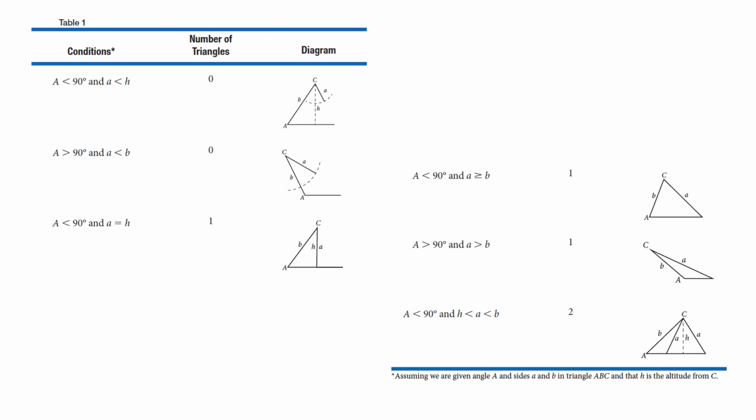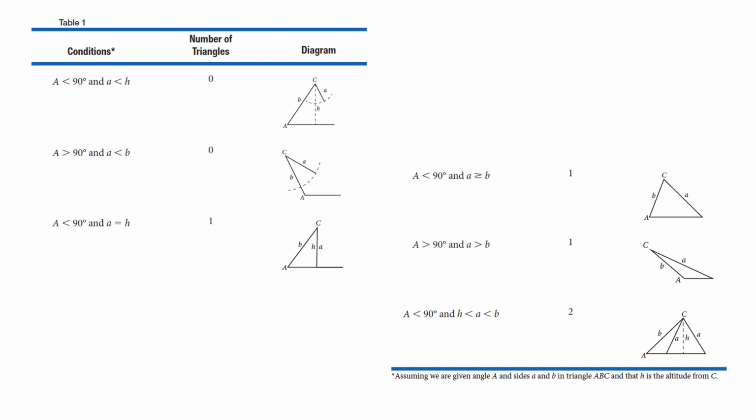There are three scenarios where you might have one triangle. One is when A is less than 90 degrees and a equals h, or when A is less than 90 degrees and a is greater than or equal to b. And the third scenario is when A is greater than 90 degrees and a is greater than b.